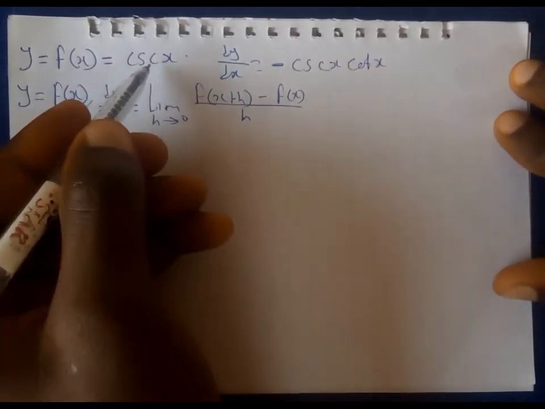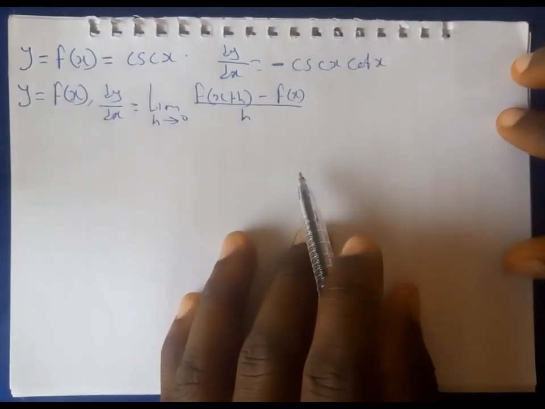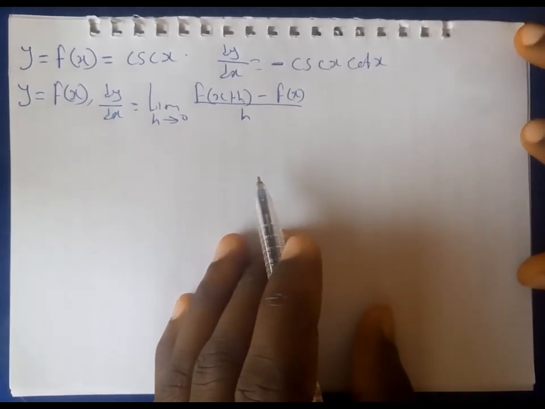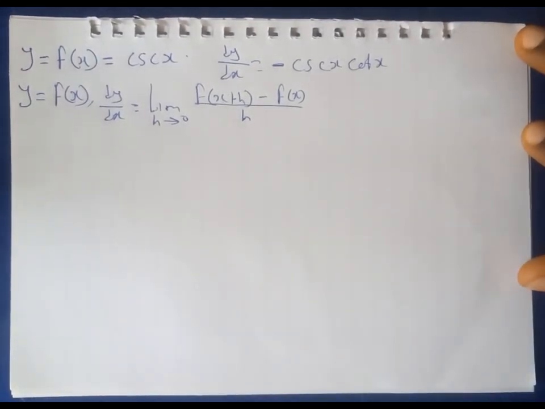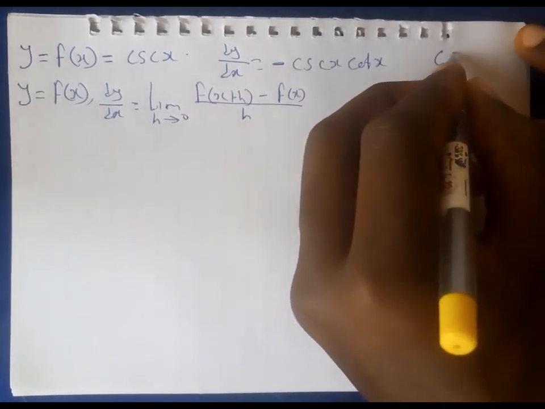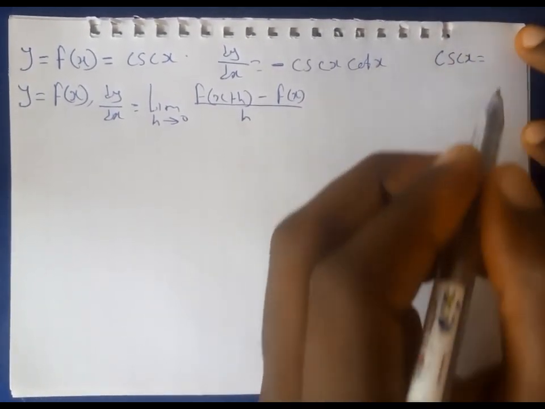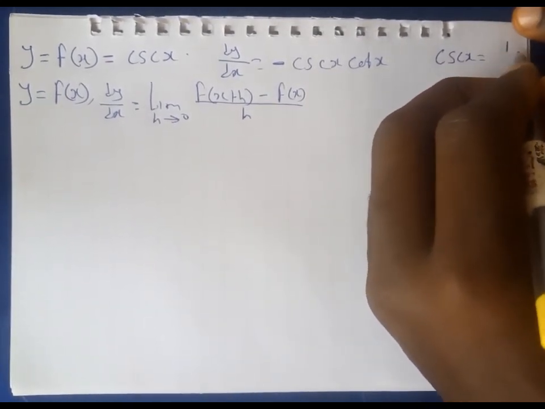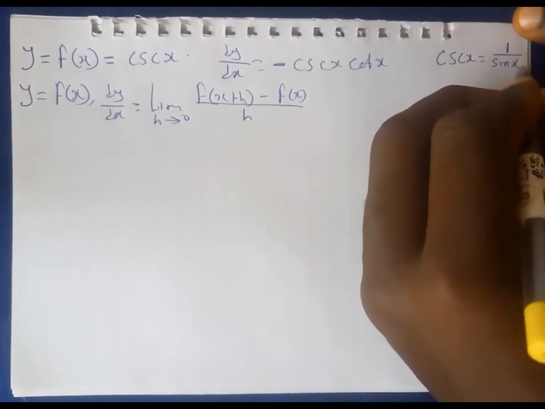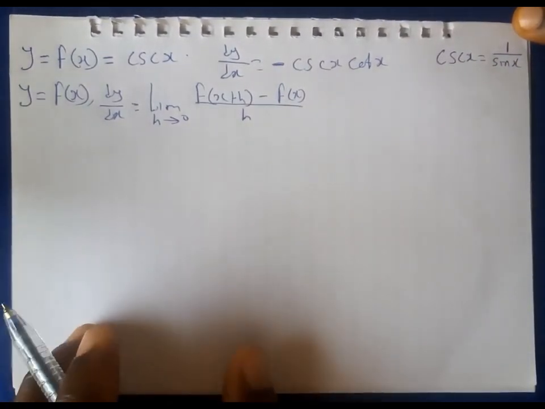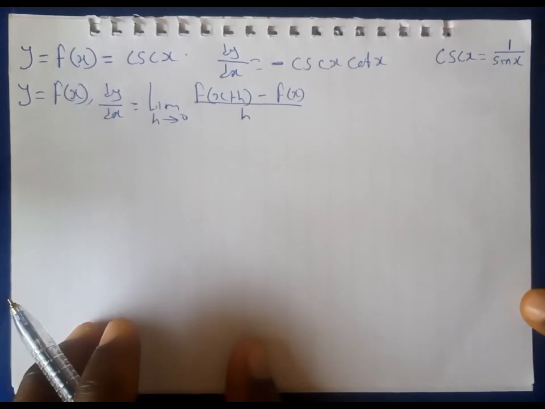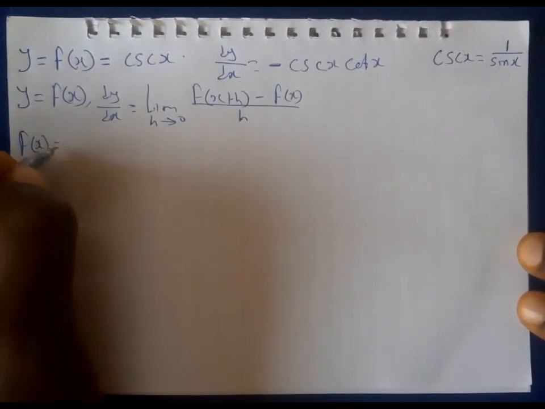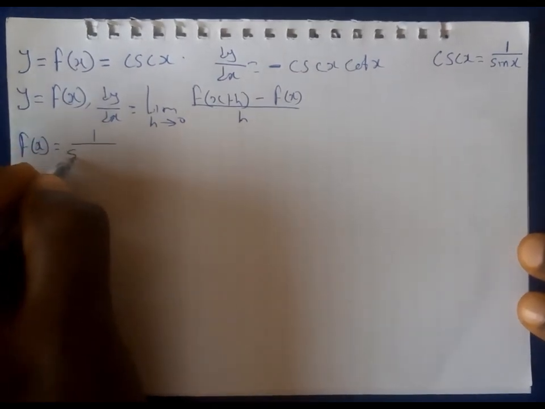Now, f of x, earlier we said, is cosecant x. However, cosecant is a reciprocal function, so we need to understand it as its reciprocal. Cosecant x, csc x, is simply the reciprocal of the sine function of x, that is 1 over sine of x. Perfect. So if that is the case, then f of x is equal to 1 over sine of x.